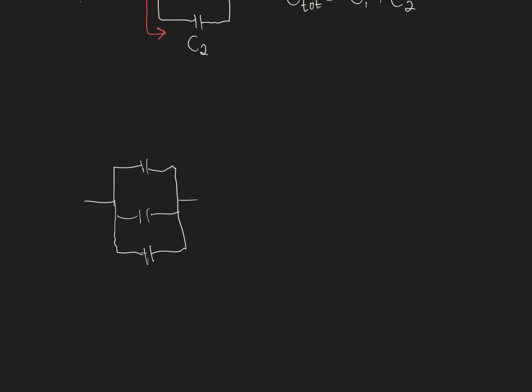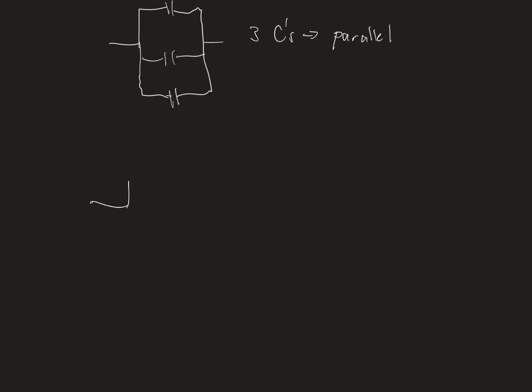First question, how many capacitors are in that picture? 3 capacitors. How are they connected, series or parallel? They're all parallel to each other. 3 capacitors, 3 Cs, and they're all in parallel. Great. Let's draw another one. How many capacitors are there? 3? Are these in series or in parallel? These are all in series, because they come right after one another.